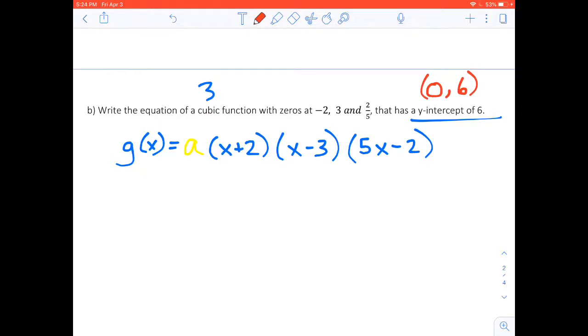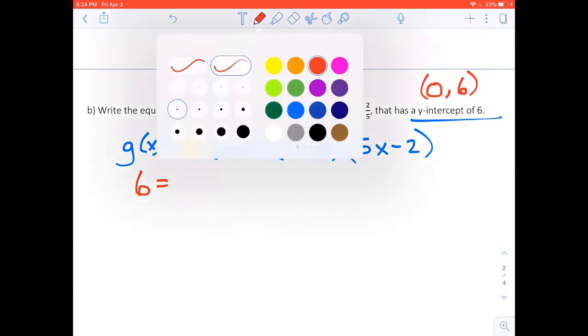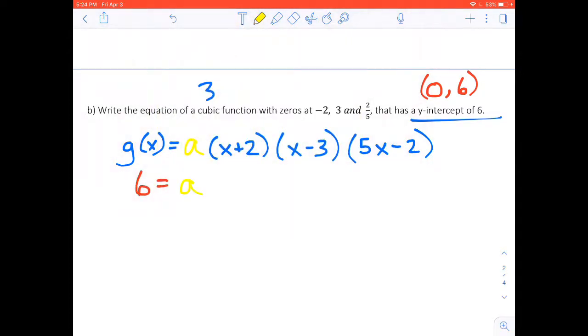So what I'm going to do is take that equation that we have at the top and just substitute in that point to figure out what our a value is, because that would be a function that would pass through a y-intercept of 6. So if y is equal to 6 is equal to a times our first bracket, well, if x is 0, it's going to be 2. Second bracket, if x is 0, is going to be -3. And our third bracket over here, if x is 0, is going to be -2.